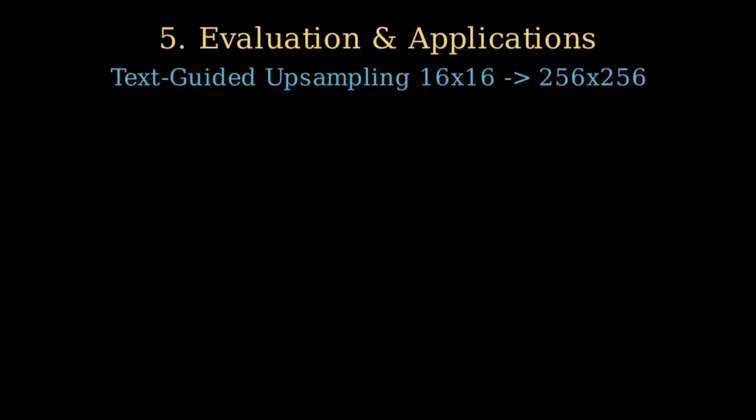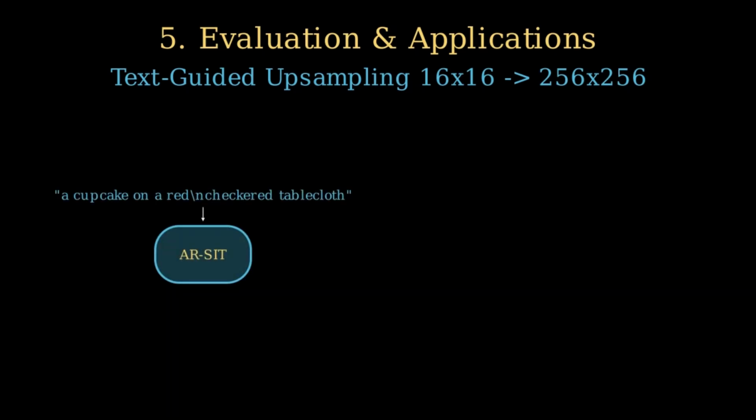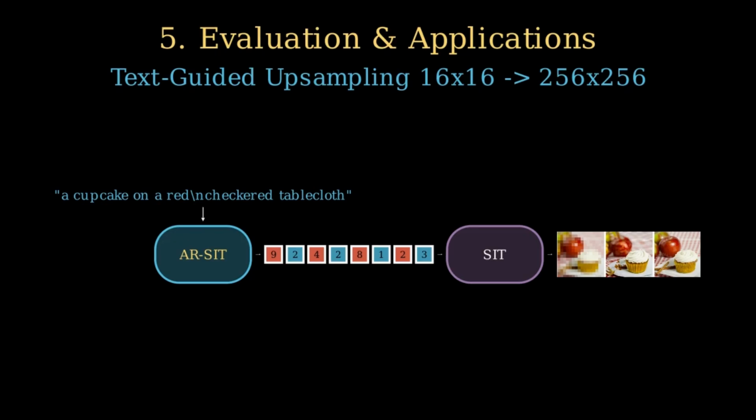Finally, let's explore the powerful downstream applications of this architecture. The first impressive application is text-guided upsampling, which demonstrates the model's spatial understanding and resolution enhancement capabilities. By feeding a tiny, low-resolution 16 by 16 image along with a descriptive prompt, like a cupcake on a red checkered tablecloth, into the RSAT module, the generated continuous tokens are decoded by the SAT module, producing a stunningly sharp 256 by 256 image with newly hallucinated, hyper-accurate details.